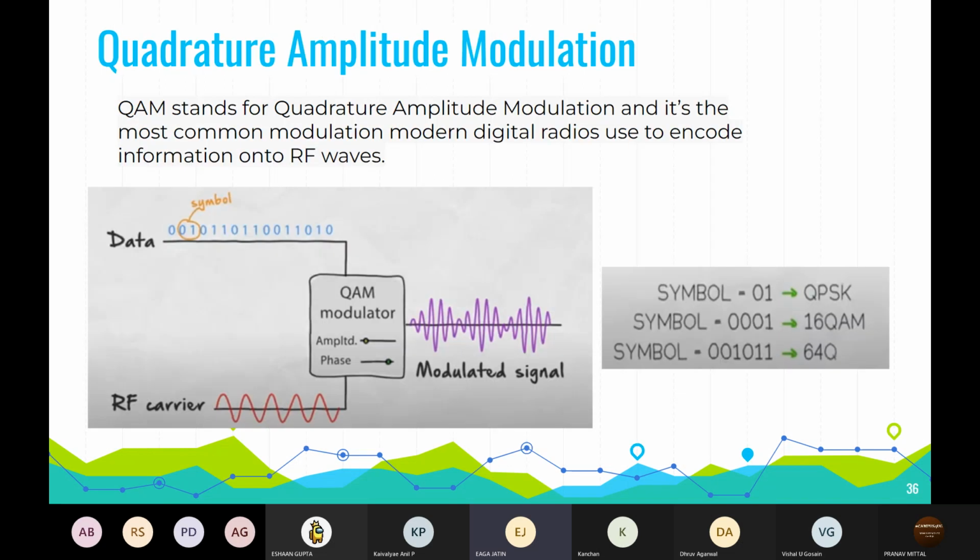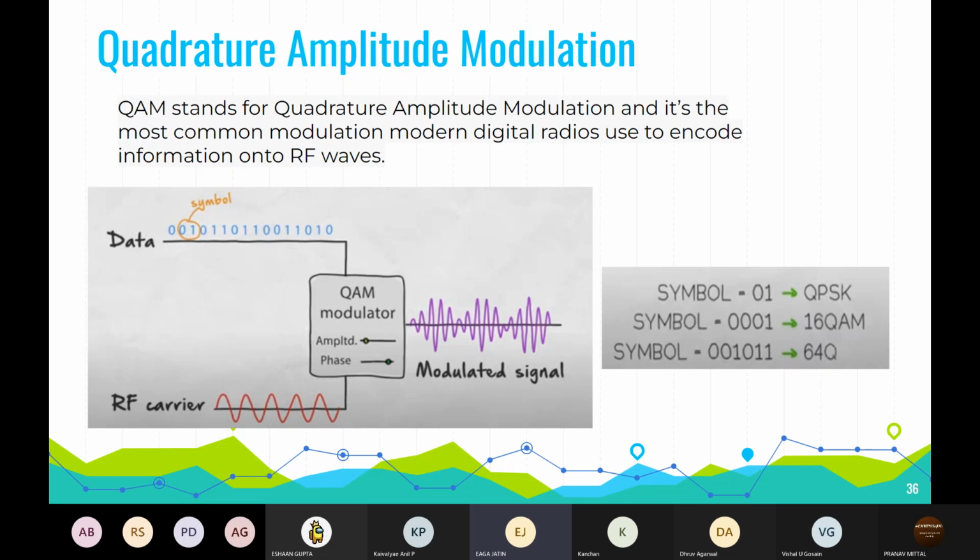So going on to quadrature amplitude modulation, that is QAM. It is the most common digital modulation used in modern radios. This is used to encode information onto radio frequency waves. With amplitude modulation, a simple on-off key switch is enough to encode zeros and ones. With frequency modulation, signals with two different frequencies do the job. That is, a phase shift of 180 degrees does the trick.